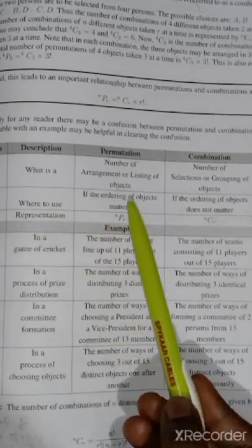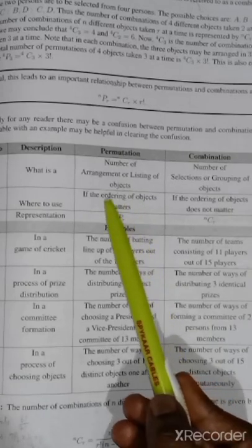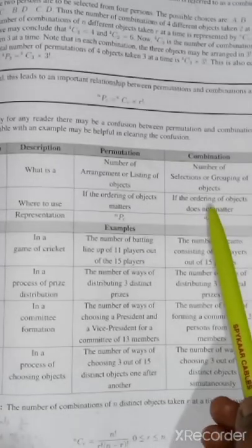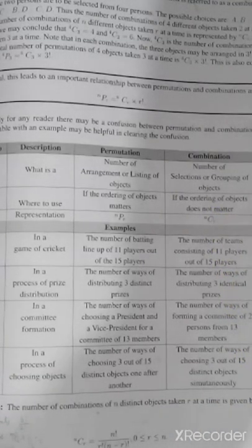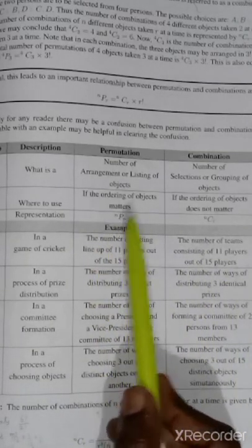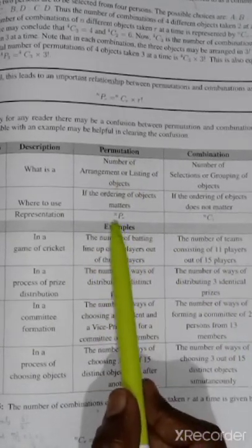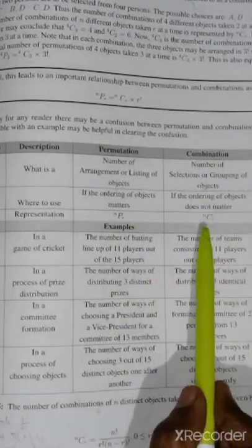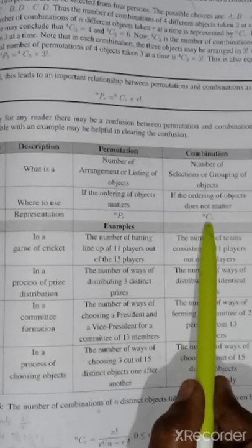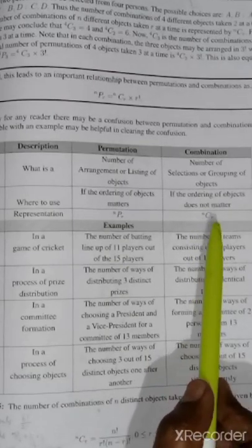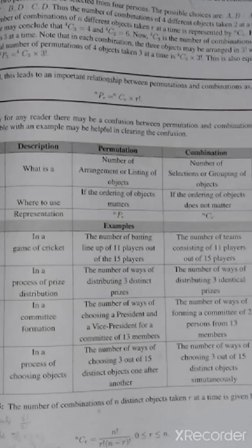Now, where to use which? If the order of the objects matters, then we use permutation. If order does not matter, then we use combination. What is your permutation formula? nPr. And combination? nCr. Permutation means nPr, combination means nCr. Then I'll explain with an example.